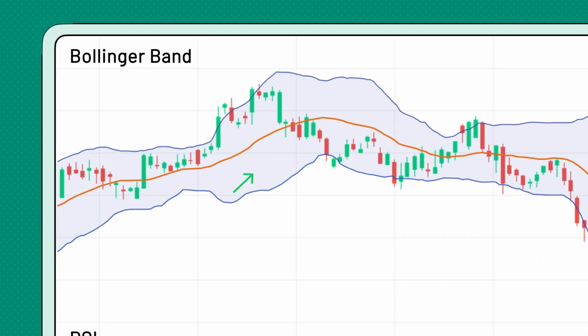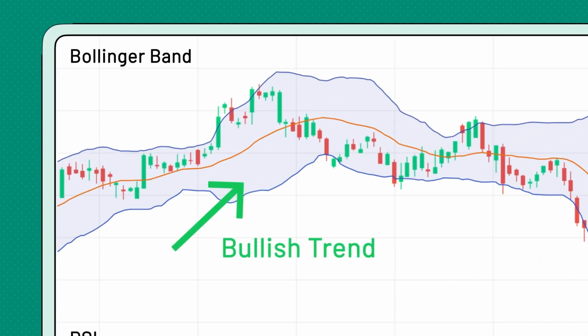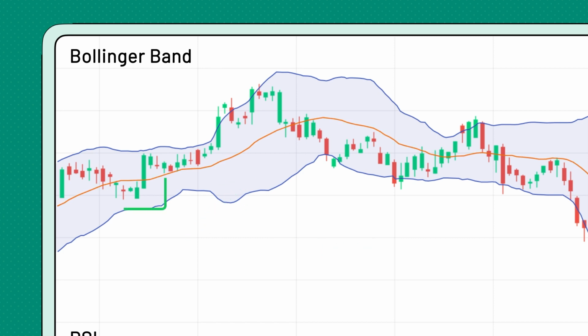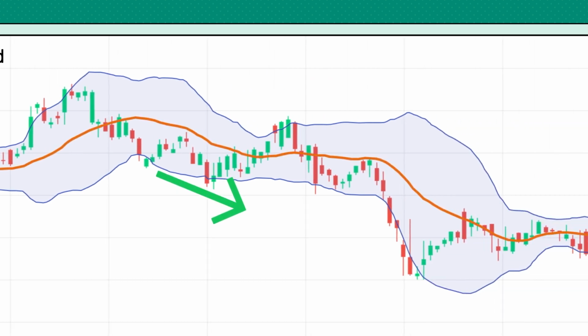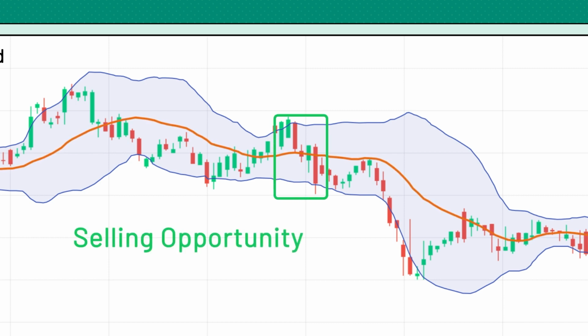When the middle band is pointing upwards, it means the trend is bullish. And when the price crosses the middle band from bottom to top, a buying opportunity appears. When the middle band slopes downward, it indicates a bearish trend. Crossing below the middle band signals a selling opportunity.